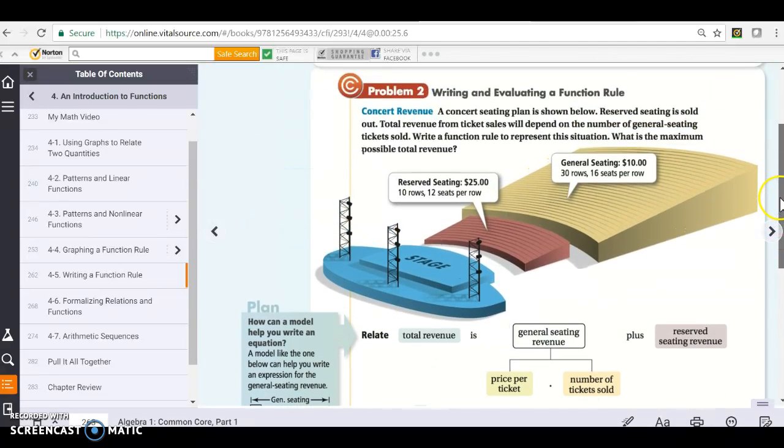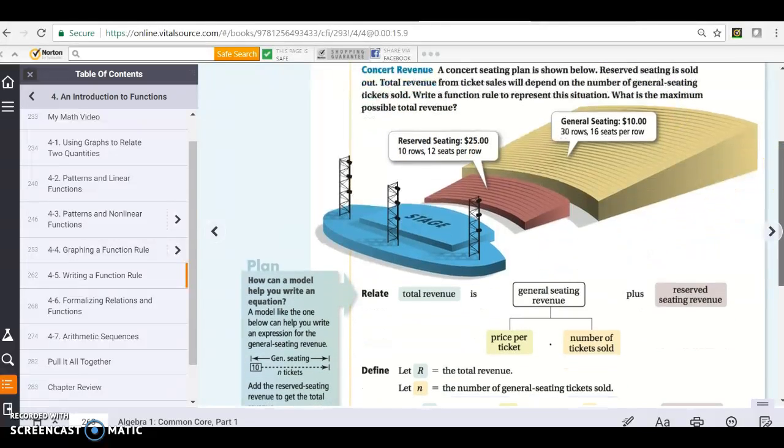Hello, we're looking at lesson 4-5, problem 2. It says writing and evaluating a function rule. Concert revenue. A concert seating plan is shown below. Reserved seating is sold out. Total revenue from ticket sales will depend on the number of general seating tickets sold. Write a function rule to represent this situation. What is the maximum possible revenue?